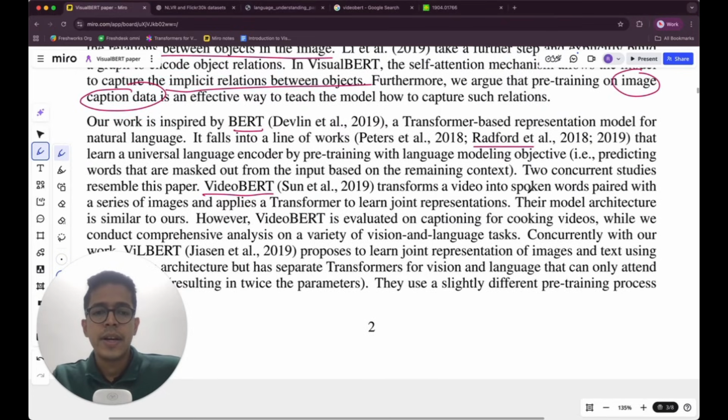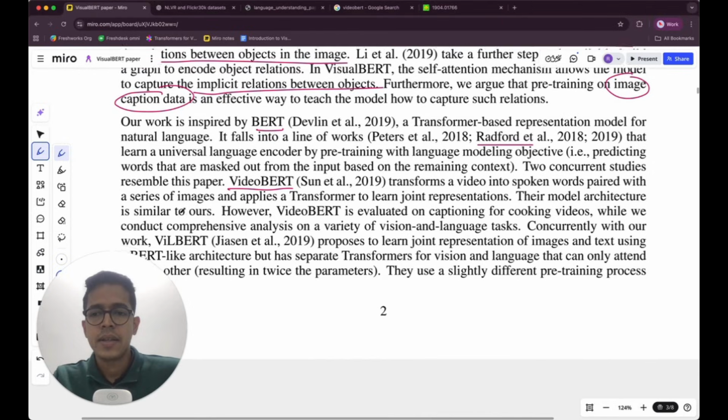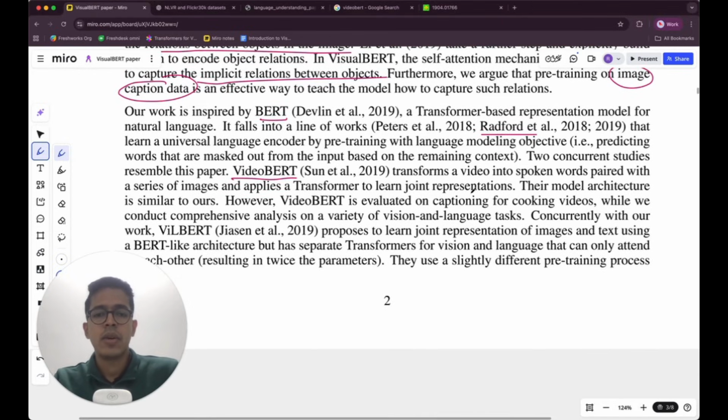VideoBERT transforms a video into spoken words paired with a series of images and applies a transformer to learn joint representations. Their model architecture is similar to ours. However, VideoBERT is evaluated on captioning for cooking videos, while we conduct comprehensive analysis on a variety of vision-language tasks. So here, I guess they used a bunch of cooking videos and corresponding captions to create frame-caption pairs or something like that.